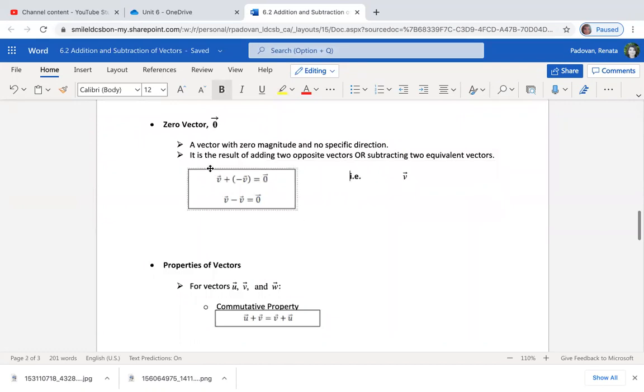So here again, the zero vector would be, like it says here, the result of adding opposite vectors. So vector v and adding the opposite of that, the opposite of vector v, is going to equal the zero vector, or subtracting two equivalent vectors. So I have vector v and I subtract another vector v, which is going to give me the zero vector. So if we take a look at these vectors here, let's say I have a vector v right here and I just make it a line like that with my tail and my head, and that's vector v.